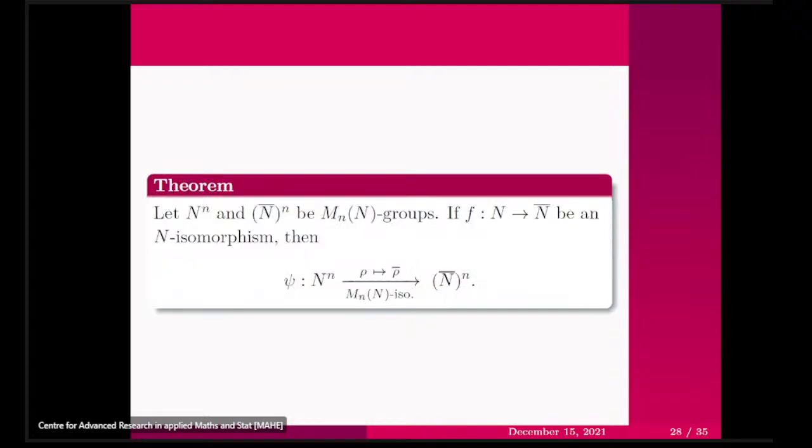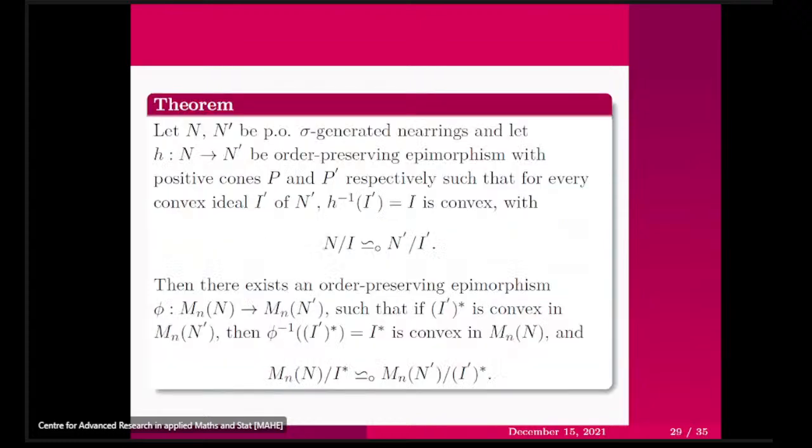Let M_n(N) and M_n(N bar) be MNN groups. If f from N to N bar is an N-isomorphism, then there exists an MNN isomorphism from M_n(N) into M_n(N bar). Let N and N bar be partially ordered sigma generated near rings.